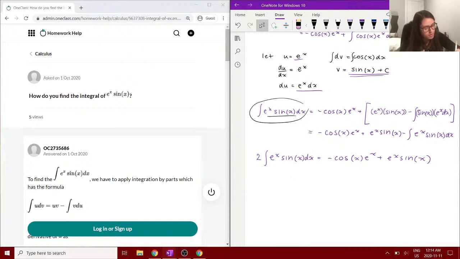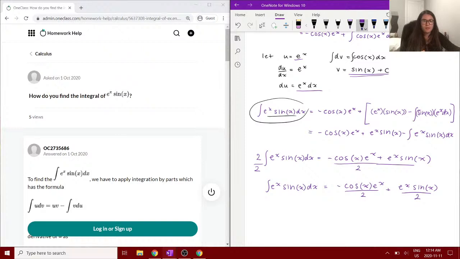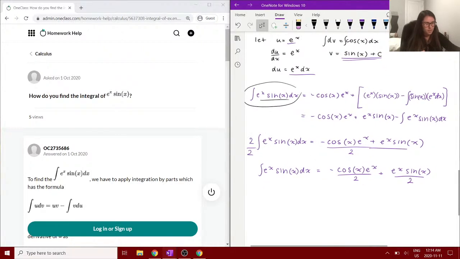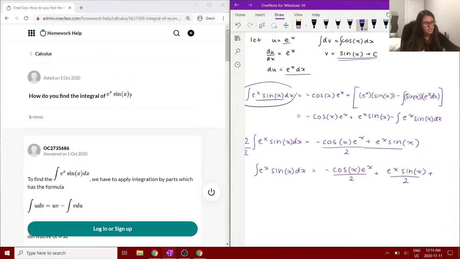So let's divide both sides by 2. The whole thing there is divided by 2. So we get that the integral of e to the x sine x dx is equal to minus cos x e to the x divided by 2 plus e to the x sine x divided by 2. Okay, and we can't forget our plus c from before.